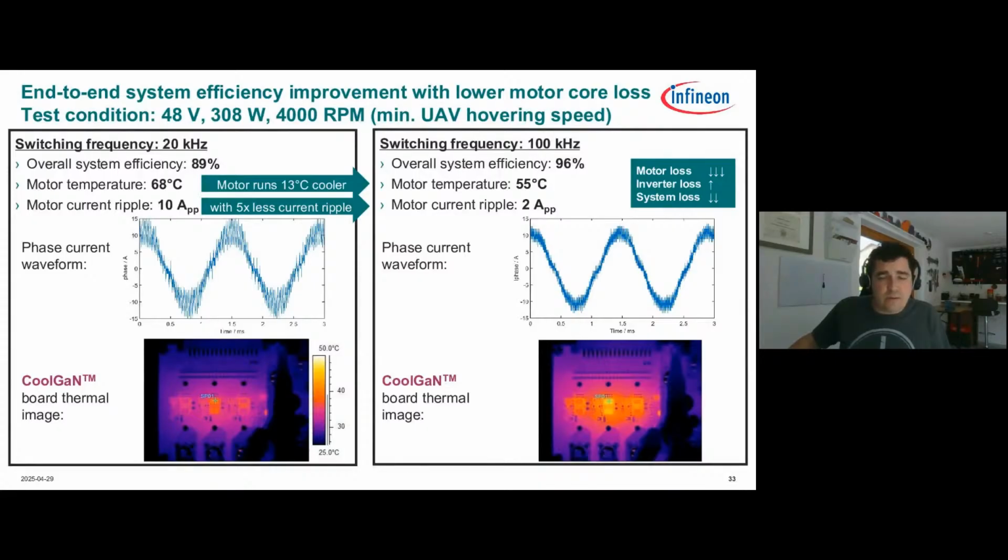So going from 20 kilohertz to 100 kilohertz, we see an overall system efficiency benefit of about 7%. And this is most visible in the motor. So in the motor temperature, the windings and the core, they drop by about 13 degrees C across the full load range because we've gotten rid of all of this ringing, this current ripple in the phase current, which causes iron losses in the core of the motor. It also causes AC resistance losses in the windings. So by cleaning up that waveform, we improve the temperature and the efficiency of the motor, which improves the overall system efficiency.